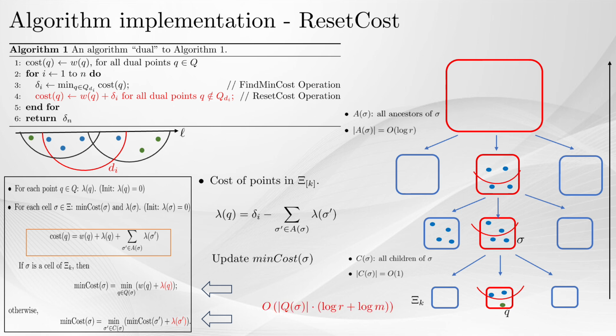Then we get the time complexity. Since all the points need to be updated, we use Q sigma. Then for each sigma, we need log R plus log M update time.